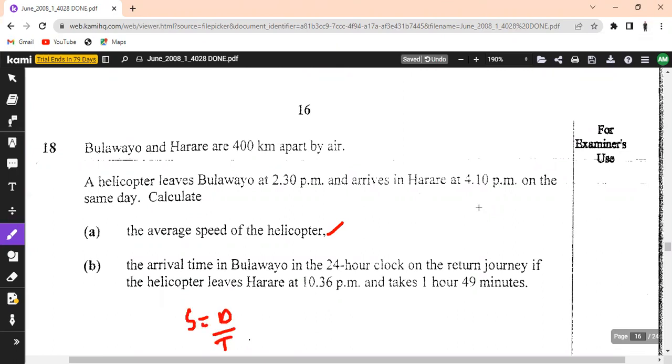Here we are given the distance actually. It's 400 kilometers, so the distance by air is 400 kilometers. And we need the time. So we have to calculate from what? From 2:30 p.m. to 4:10 p.m.